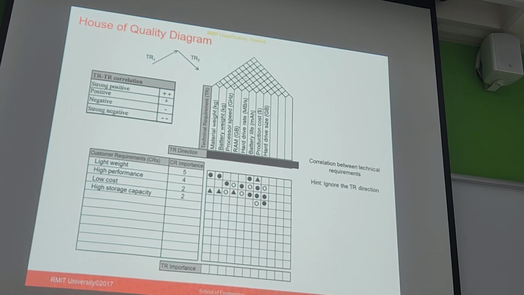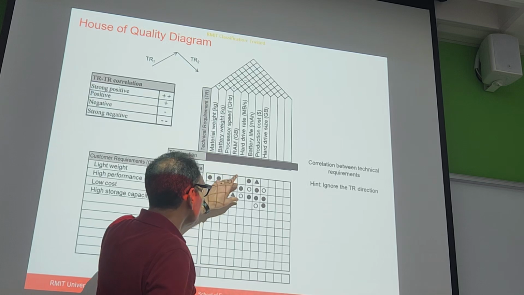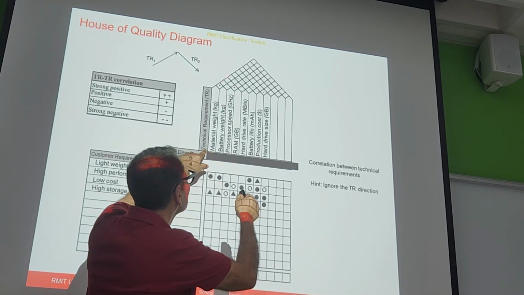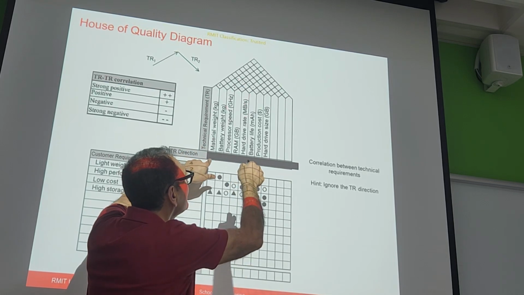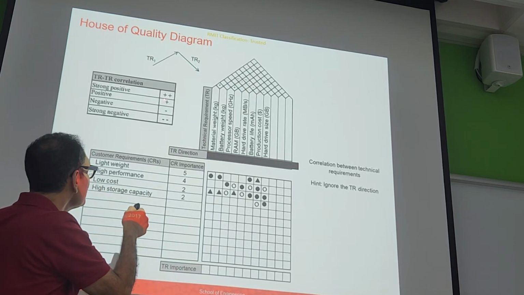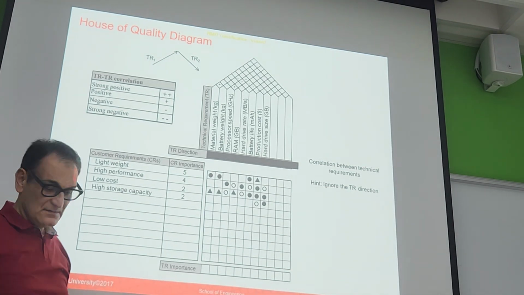Here, it means the TR and CR, you put it here, and then also the correlation between the different TRs, you can put strong positive, negative, and strong negative, okay?